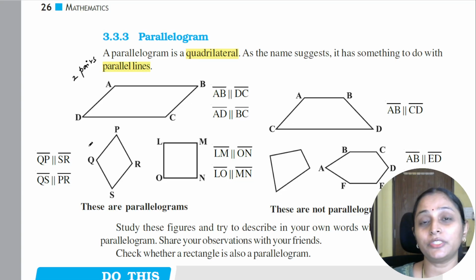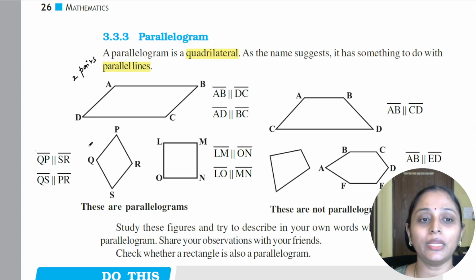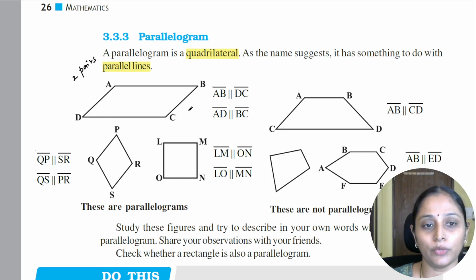Remember, we started this chapter with trapezium, which has one pair of parallel lines. Whereas for a parallelogram, you need both pairs to be parallel to each other. Now here they have given a few examples. You can quickly check that these are parallelograms, whereas these are not. Here you will see that it does have two pairs of parallel lines, but it's not a quadrilateral in the first place. Therefore, this is also an example of a polygon which is not a parallelogram.